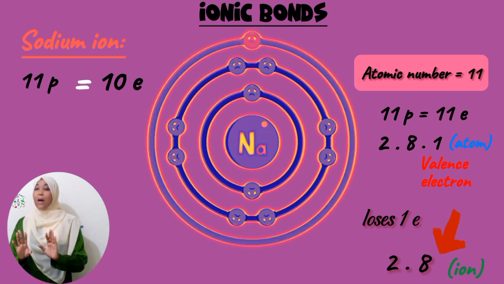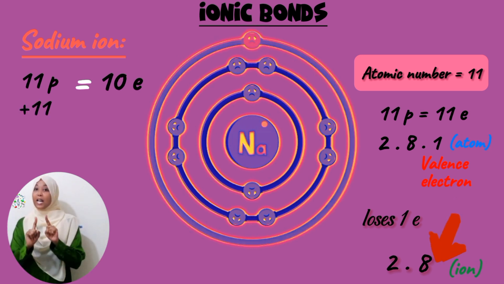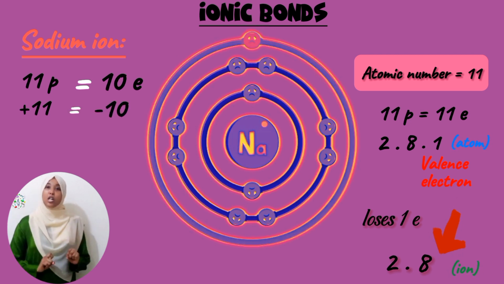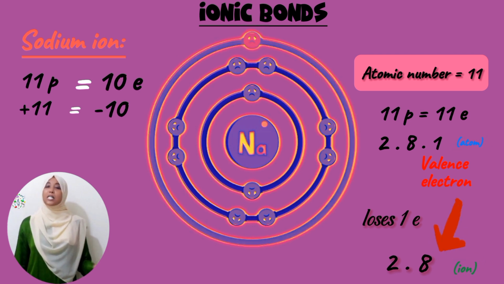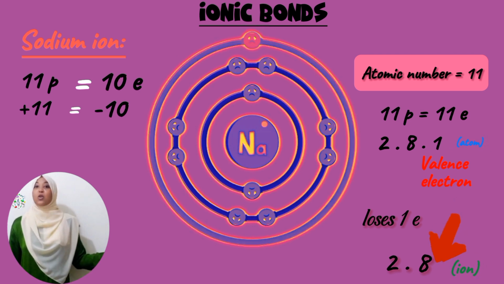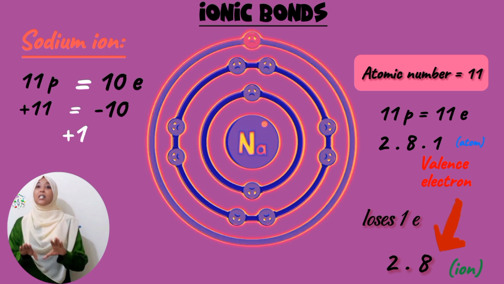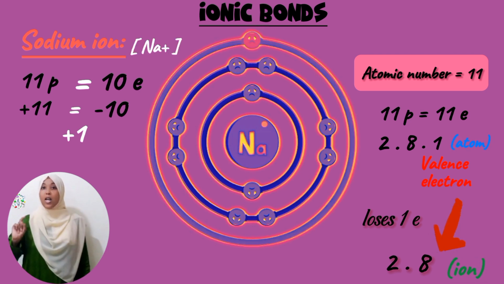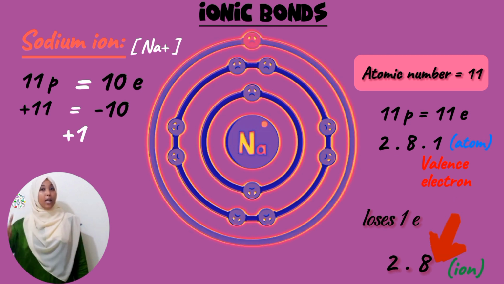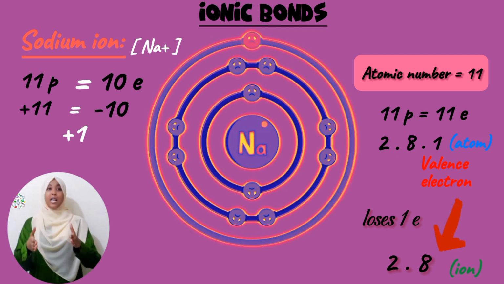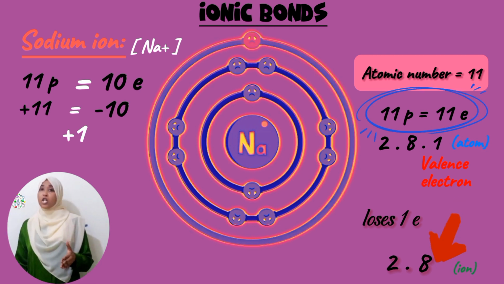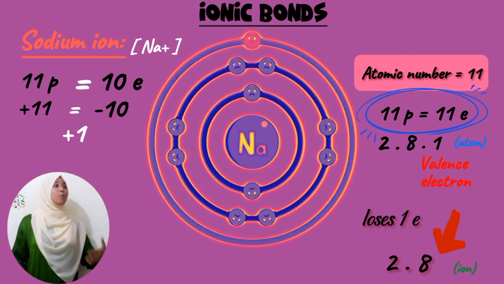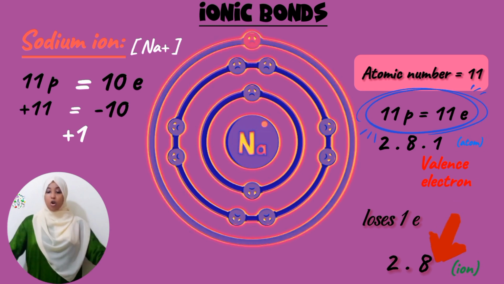Protons are particles that are positively charged. Electrons, on the other hand, are negatively charged. If we have plus 11 and minus 10, what is the overall charge of this ion? It's going to be plus 1. That is the reason why the sodium ion has a positive charge of 1, because it has lost a single electron. When it comes to atoms, atoms are neutral, because the positive charge of protons is always cancelled out by the negative charge of electrons.